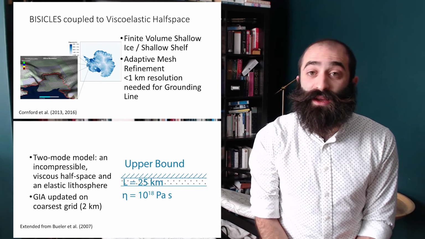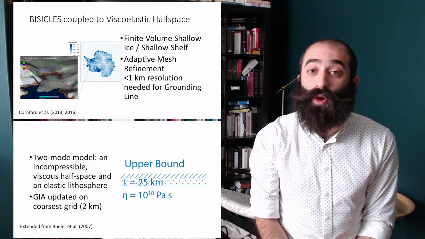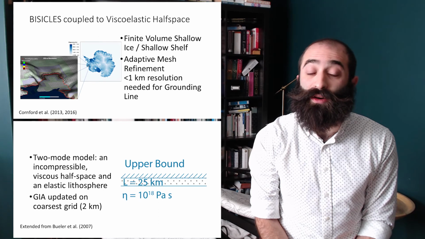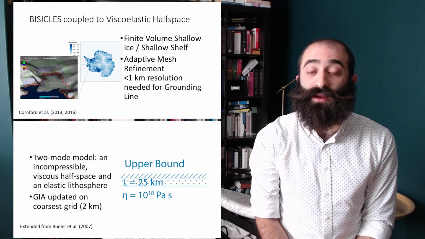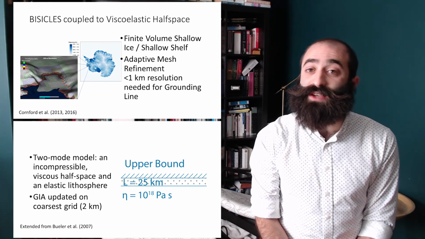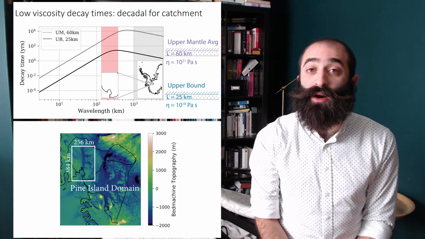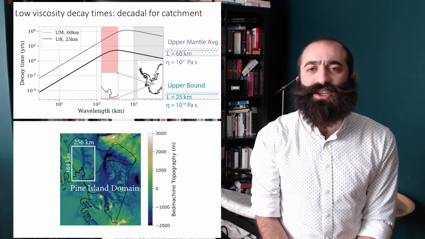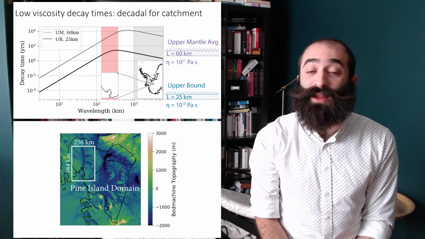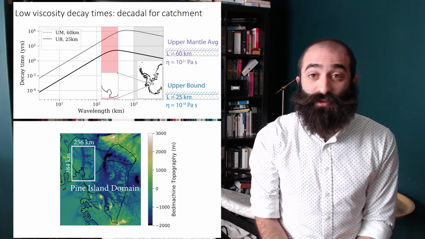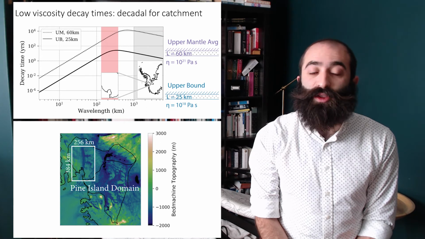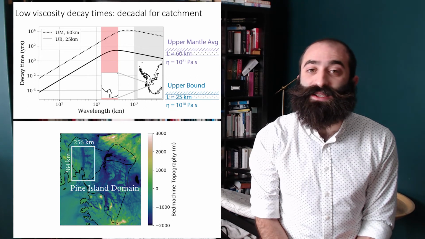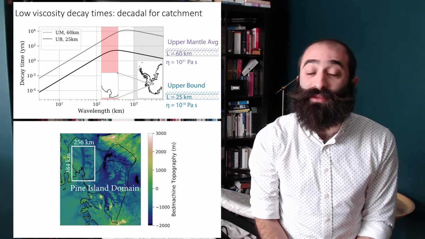As we'll see, the effect can be highly localized, so observations might be missing small areas of particularly low viscosity. For load changes on scales of an ice catchment, shown in this red bar along with our computational domain around Pine Island Glacier, the relaxation time is in the millennia for the upper mantle average, but in the decades for our UB rheology. The purely elastic lithosphere supports and accelerates the relaxation of shorter wavelength loads.